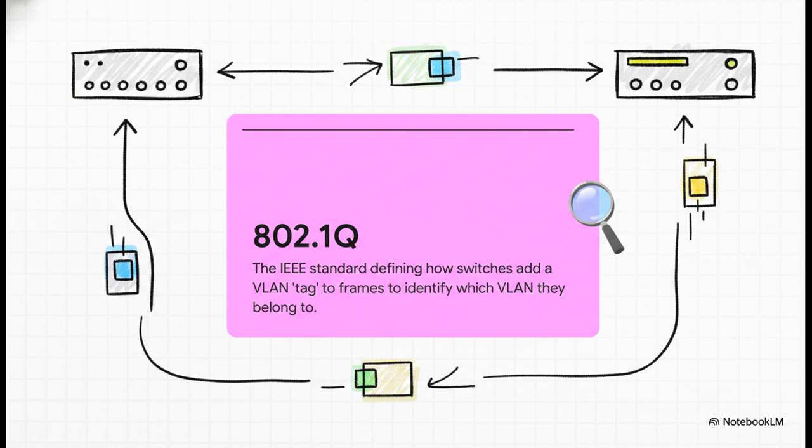Now, of course, this network magic has a proper technical name. It's the IEEE 802.1Q standard. And honestly, the idea is pretty simple. Before a piece of data, a frame, gets sent across that trunk link, the switch literally injects a little digital tag right into its header. And that tag is just a label that says, hey, this frame belongs to VLAN 10, or this one over here, that's for VLAN 20.